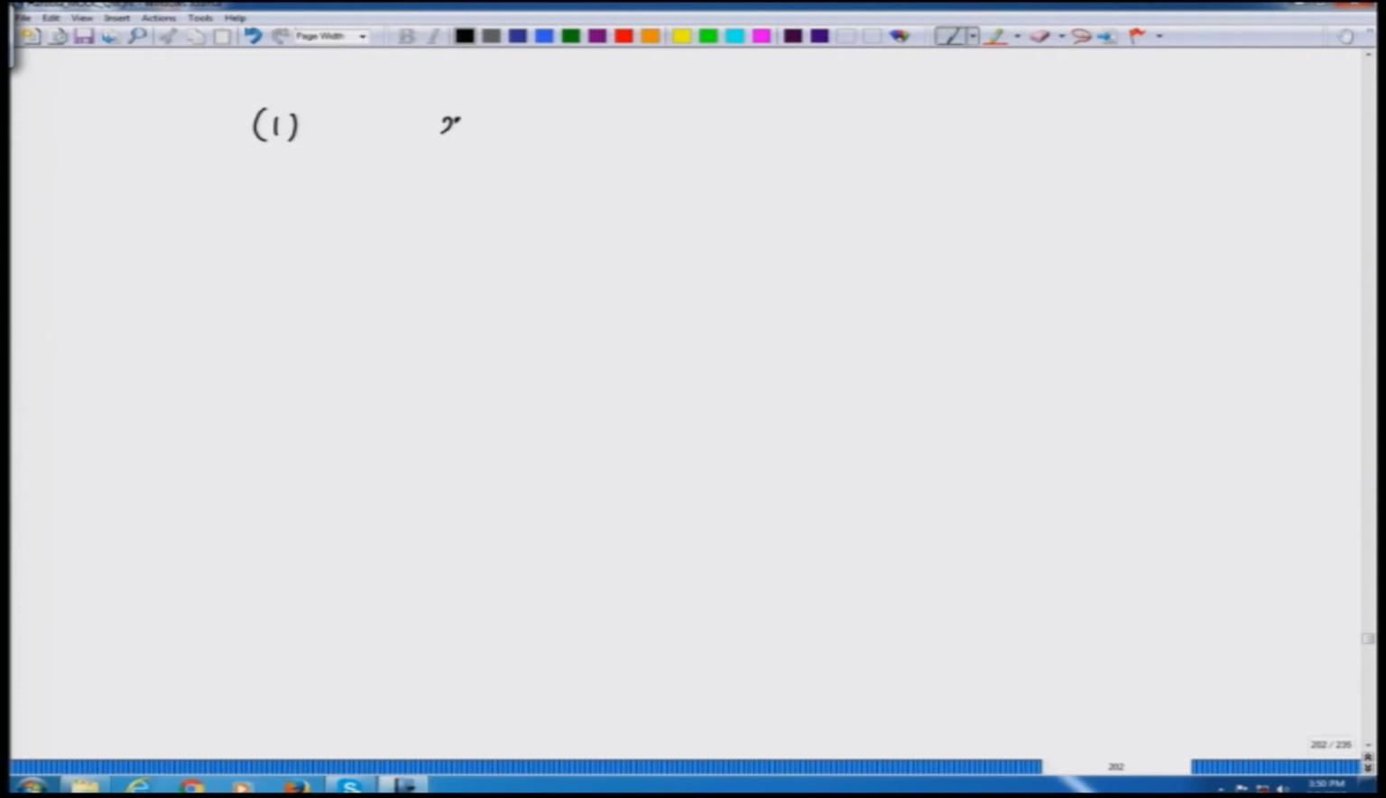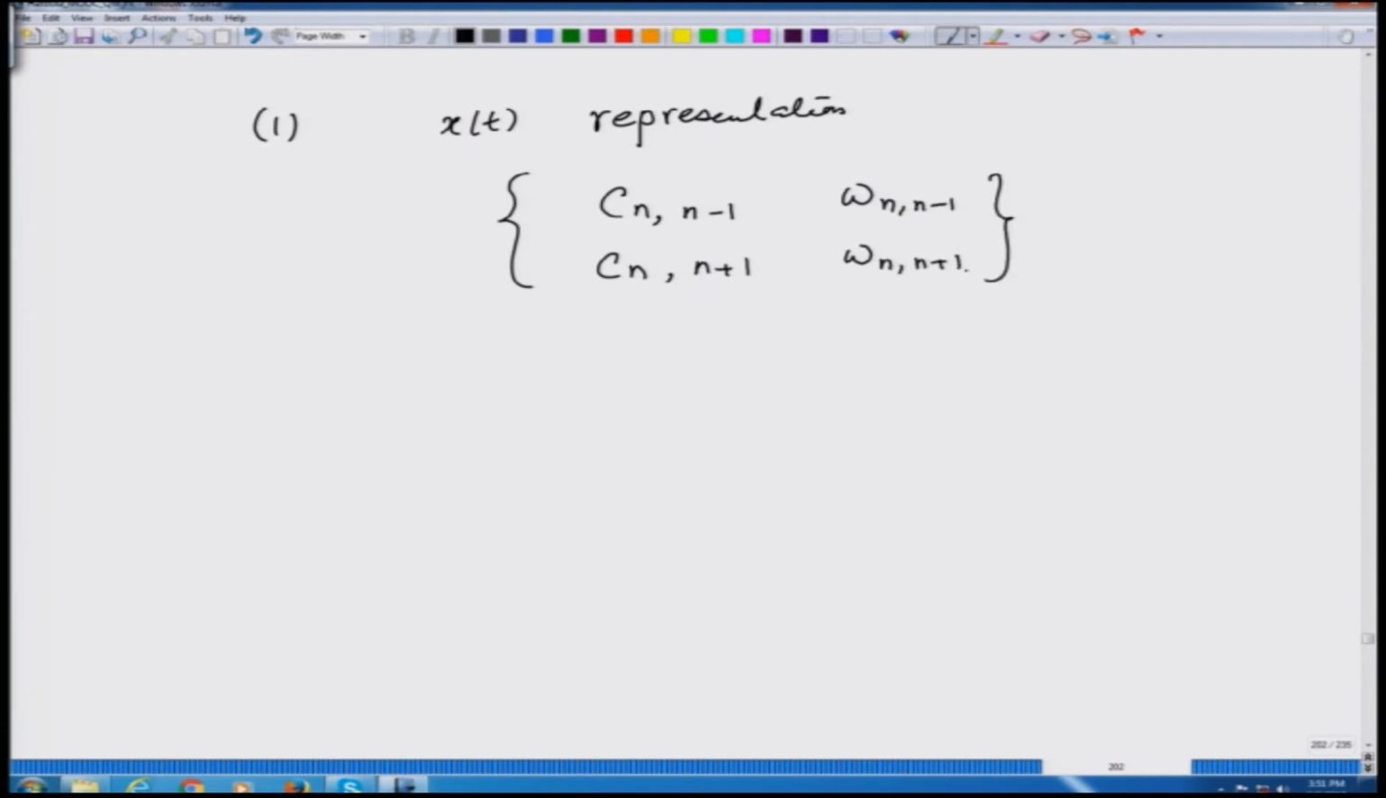Number 1, the x(t) representation is going to be a collection of numbers C_{n,n-1} or C_{n,n+1}, because maximum n change could be 1. And the corresponding frequency here, let it be omega_{n,n-1} and omega_{n,n+1}, so that the time dependence can be written as C_{n,n-1} e^{i omega_{n,n-1} t}, and the other one as C_{n,n+1} e^{i omega_{n,n+1} t}. That is the time dependence.